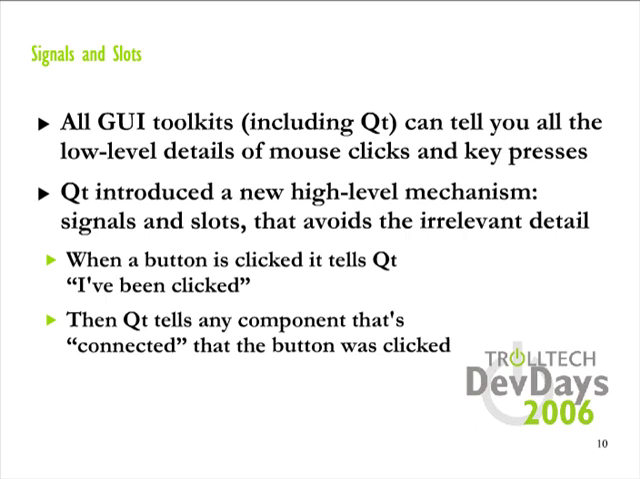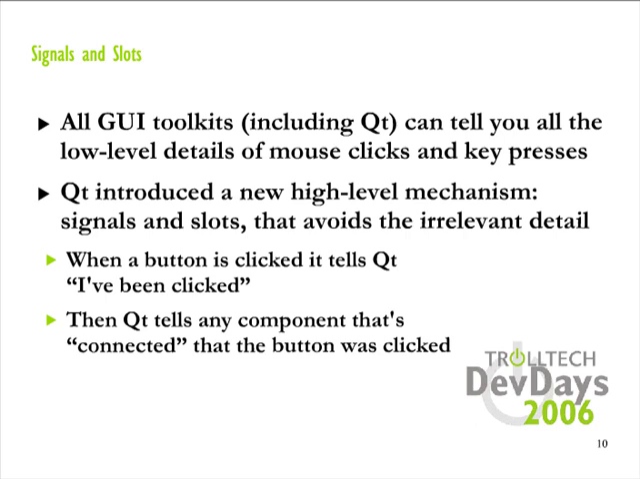And it's just announced to Qt. I've been clicked. This has been selected. And all of those announcements you can ignore. You don't have to take any notice of them at all. But if you're interested in an announcement, you can connect to it, and we'll see what that means in a minute. So you can say, OK, I want to know when that button's clicked because I want to do something in response. Or when that menu option is chosen, I want to respond to it. I want to deal with it. So you can connect to it.